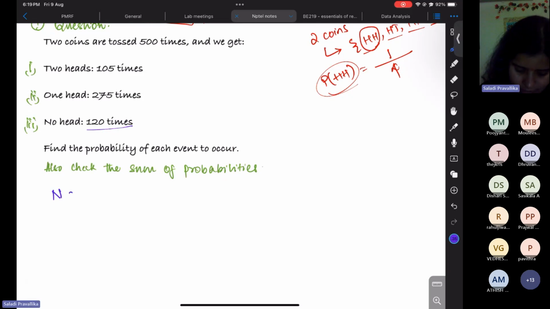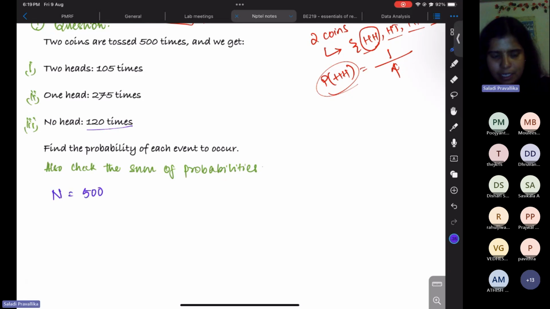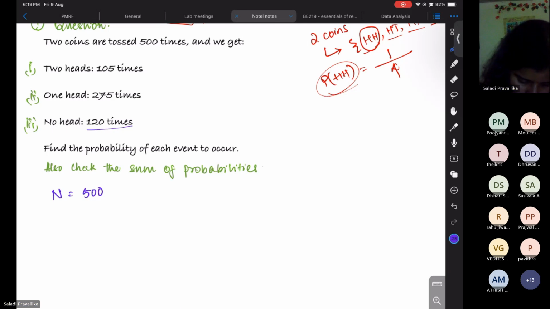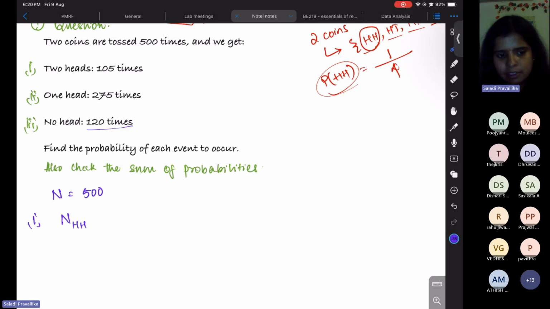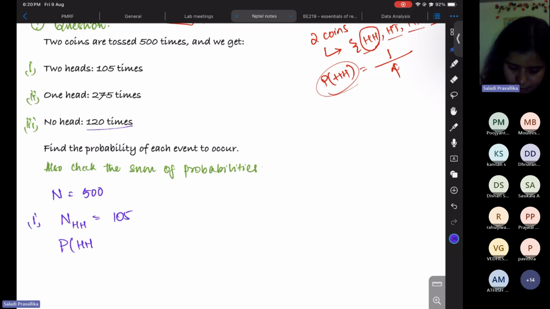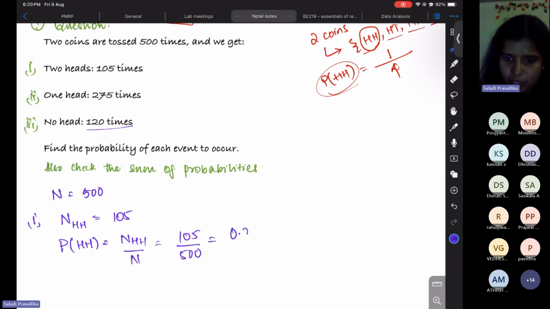Okay. So N is given as 500. Let's just write all the parameters down. Let's go for the first one. It is given as N of 2 heads, denoted as N of HH, is equal to 105, right? So P of HH is equal to N of HH by N, which is equal to 105 by 500, which is equal to 0.21.